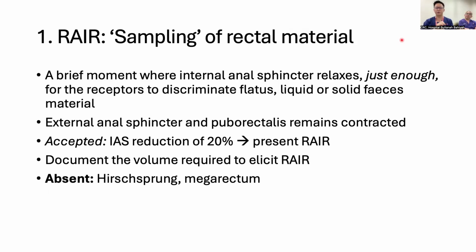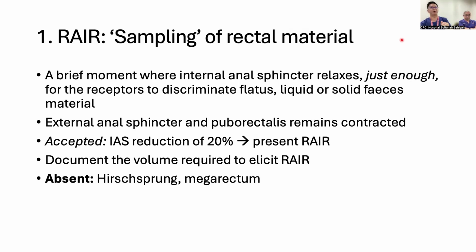We talked about the Ra earlier on. We put in 10 mils, you put in 20 mils of air. You see the decrease in the internal anal sphincter. What is that for? The purpose of this reflex is actually a sampling of rectal material. The internal anal sphincter has mechanosensory receptors that are able to detect whether this is gaseous, liquid, or solid. So for a brief moment, the internal anal sphincter opens up slightly so that it is able to check what is going on.